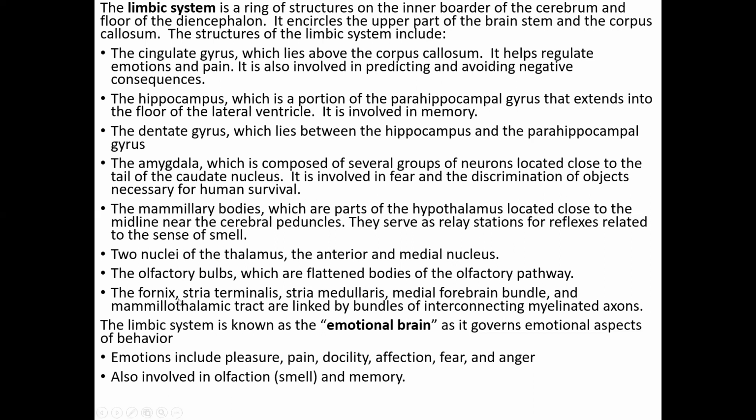And then the final structures include the fornix, striae terminalis, striae medullaris, medial forebrain bundle, and mammillothalamic tract, which are linked by bundles of interconnecting myelinated axons. A lot of information there, really more anatomy-based stuff. But anyway, what I told you, like the hippocampus, I told you what it does. That's stuff you want to focus on.